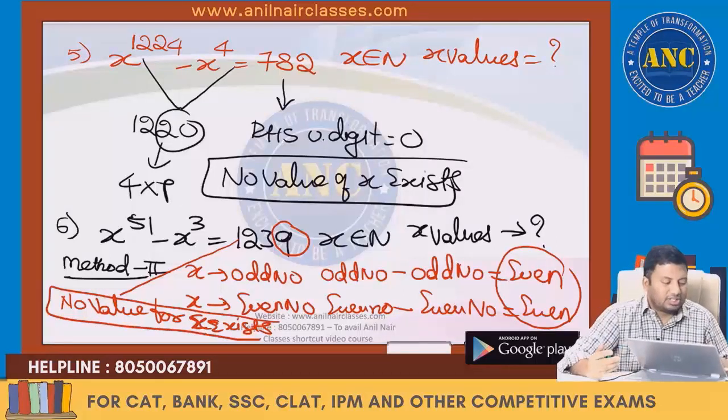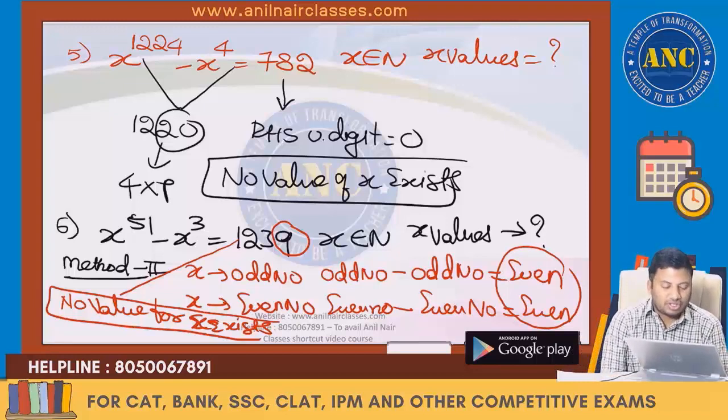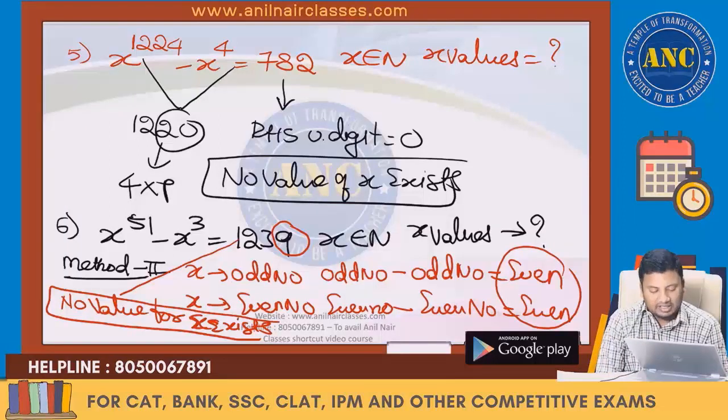Please write down this. No value for x exists. You can also look at this question from a number tree point of view. If x is an odd number, odd power any number is an odd number. Odd minus odd is an even number. Even power any number is an even number. Even power 3 is an even number. Even minus even is an even number. The right hand side should be an even number, but according to the question, no value of x exists.